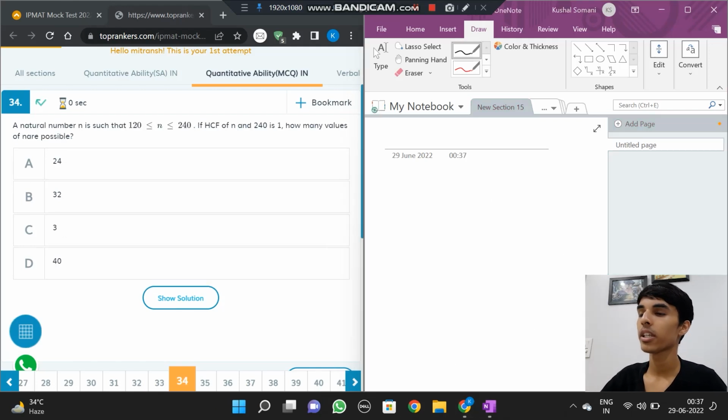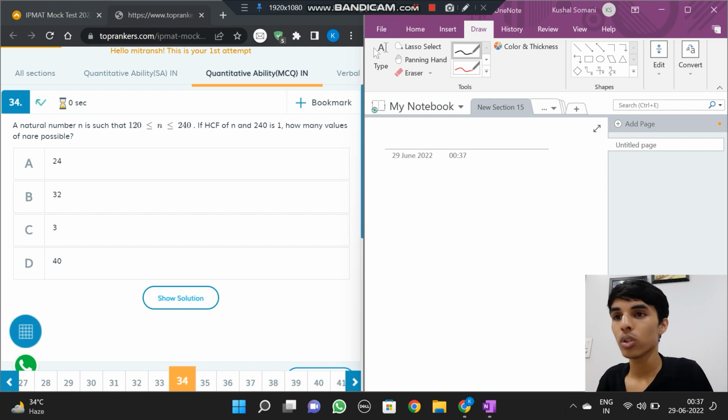This question says that a natural number n is such that n lies between 120 and 240, and the HCF of n and 240 is 1. How many values of n are possible? Okay, so this requires knowledge of a particular formula for calculating the number of co-primes. Since the HCF of n and 240 is 1, this means that n and 240 are co-primes of each other. So it is asking us to calculate the co-primes of 240 that lie between 120 and 240.